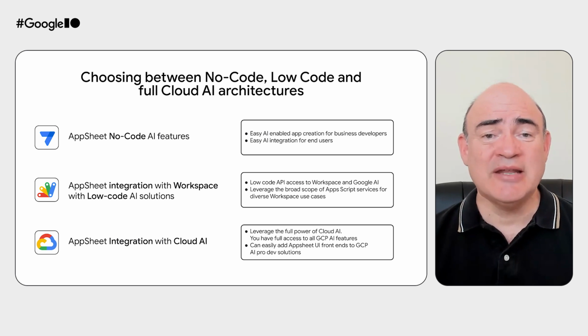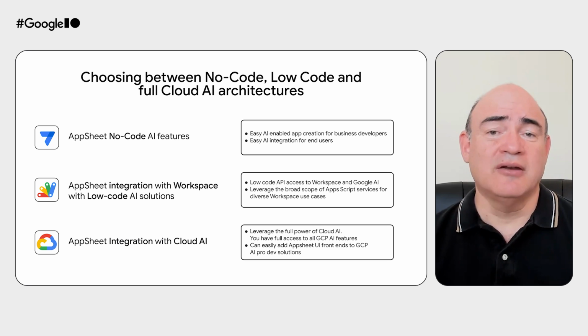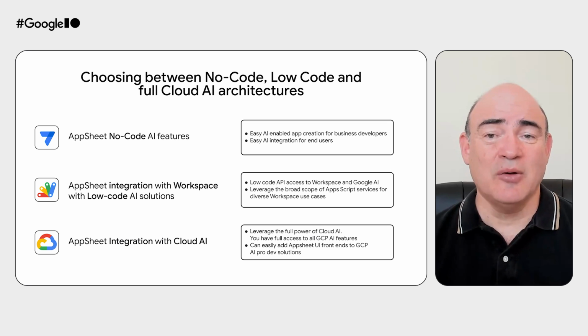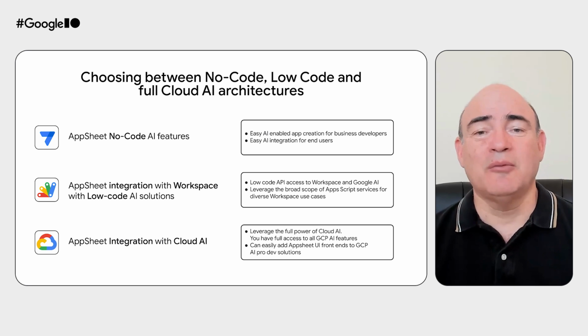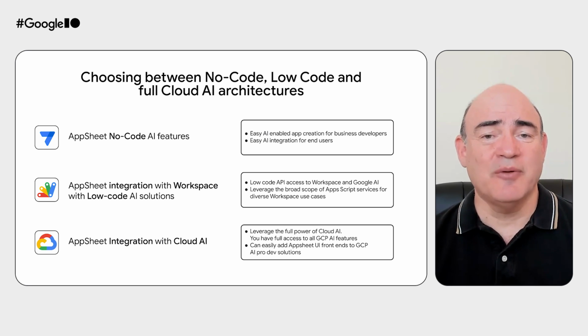In summary, when considering an AI solution with AppSheet, you have different options with the different personas supported. For pure no-code development, you can build AI solutions with the built-in AI features already in AppSheet. This includes quick app creation for business developers via text prompts, along with easy AI integration for end users. For AppSheet Workspace AI solutions, a low-code approach can be supported with direct API access to Workspace and Google Cloud AI using AppScript. Recall that AppScript can leverage the broad scope of Workspace services for diverse use cases.